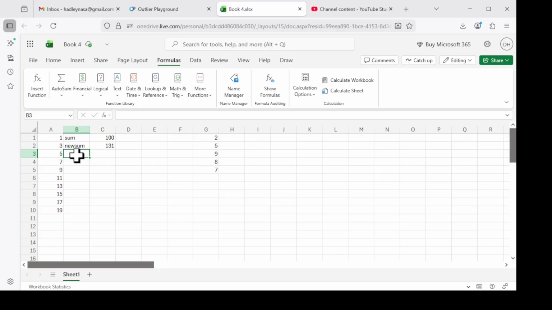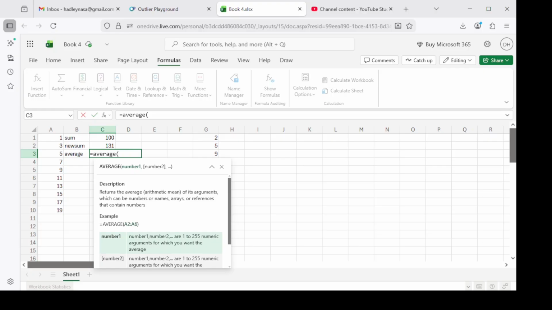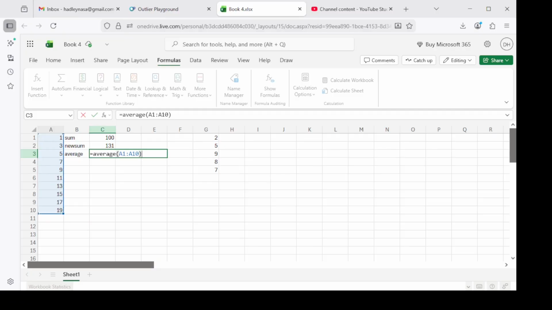Another common one is average. So average. And this is a mean, not a median or a mode. So, equals average. Okay, and it's pretty much the same thing as sum. So it's going to count all the cells in there. It's going to add them up and divide them by 10. So our average should be 10.